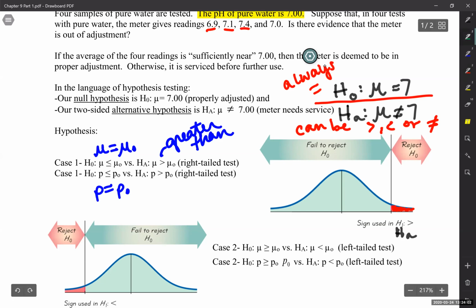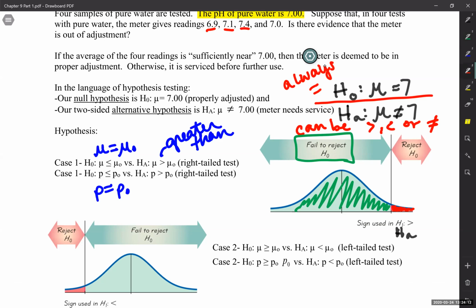So it doesn't matter if you have the equal to or the not equal to. All of this part right here is where we would fail to reject. That would be our conclusion. Whereas the red part is our reject region, where we would reject the null hypothesis. We will talk a lot more about these claims and what they mean in the next section.